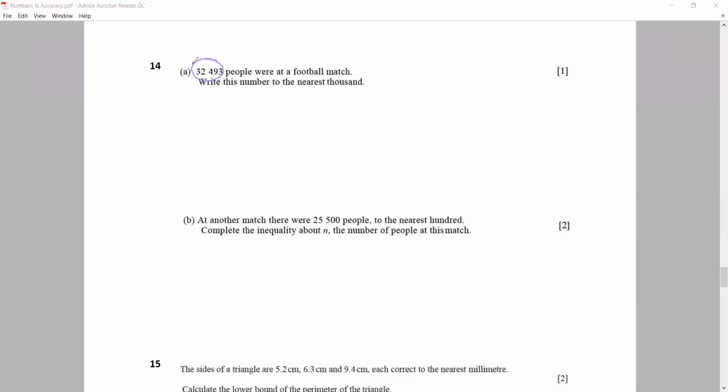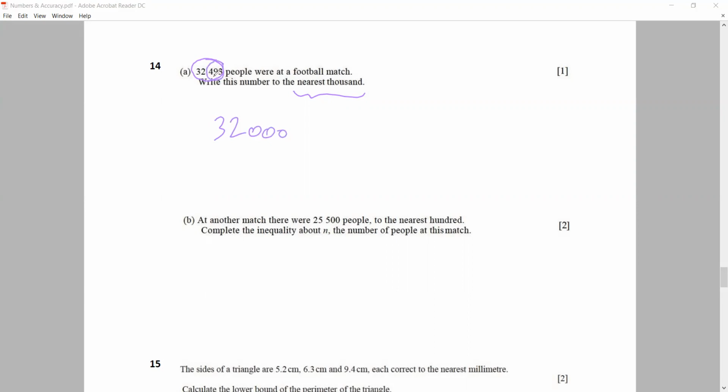32,000. Okay, this is the number of people at a football match. So it is corrected to the nearest 1,000. Okay. I believe we are asked to do the same thing. I don't know why the rest of the question is not appearing here, but basically they want us to find the upper and lower bound, right? I'm sorry, they said write this number to the nearest 1,000. So this is not rounded. I have to round it to the nearest 1,000. And obviously that is 32,000, right?